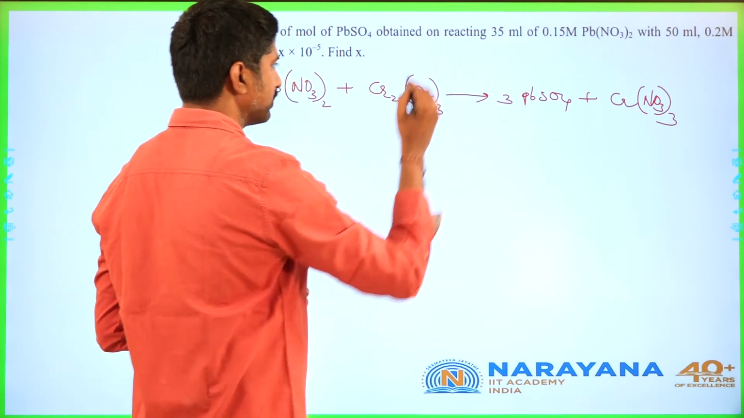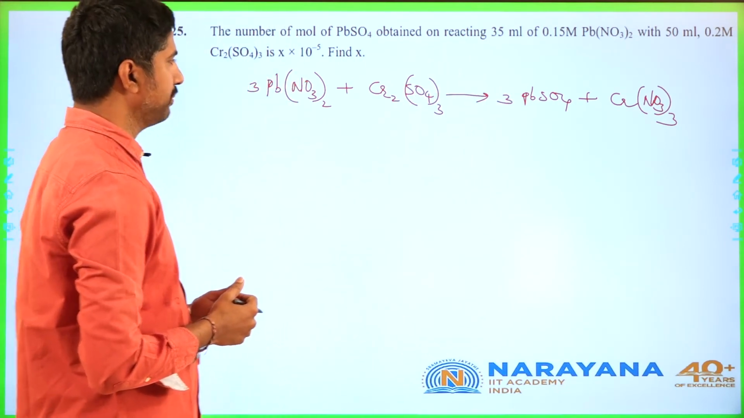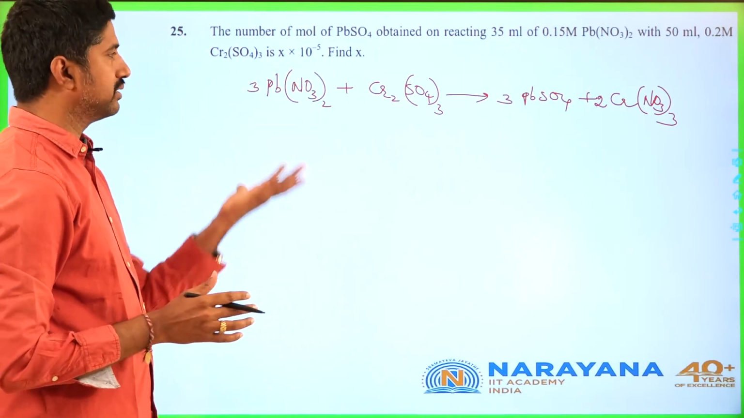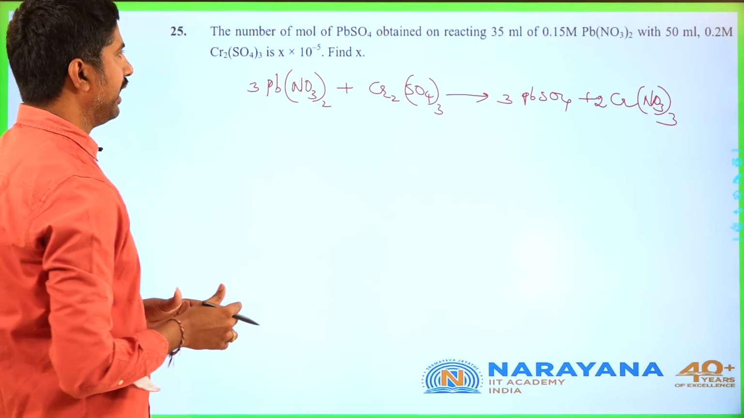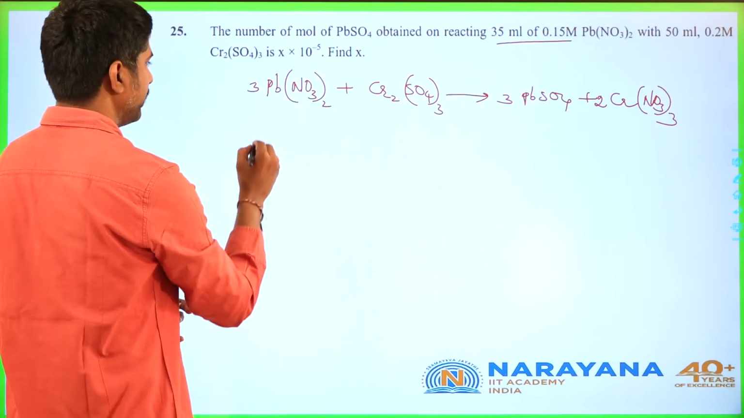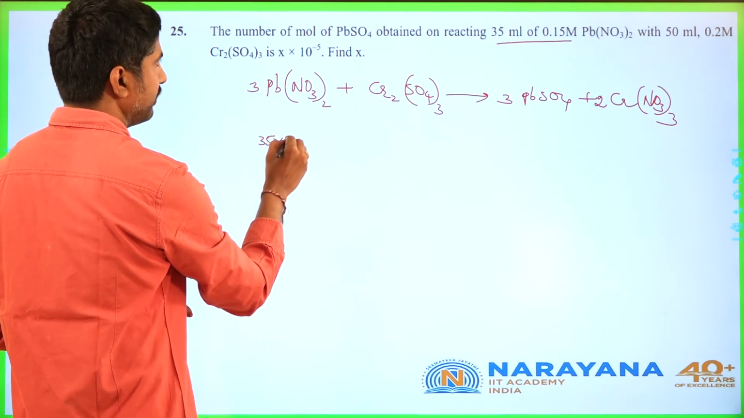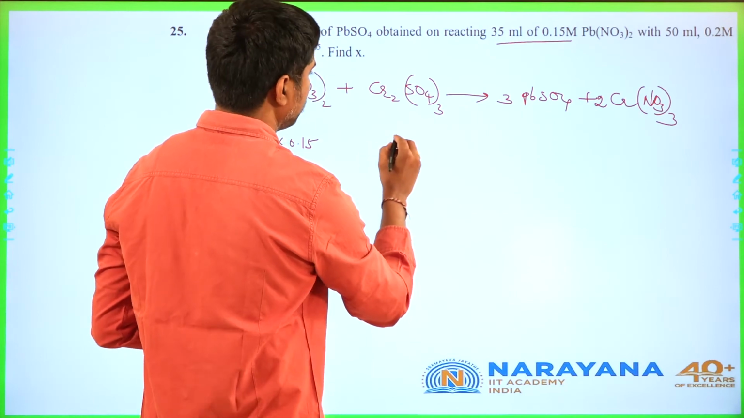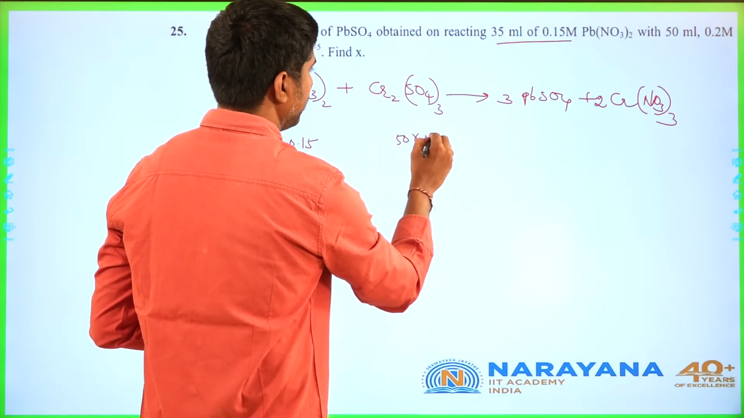so that we can get 3 PbSO4 and 2 Cr(NO3)3. That is a balanced equation. Now identify what is the quantity of Pb(NO3)2 given. Pb(NO3)2, 35 into 0.15, and chromic sulfate 50 into 0.2.